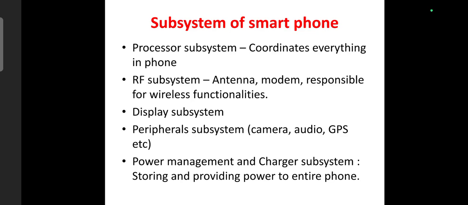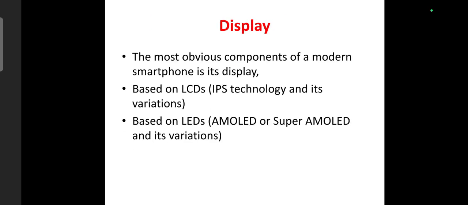One of the most visible components of a smartphone is its display. Modern smartphones primarily use two display technologies. The first is LCD technology, particularly IPS variants that provide excellent color accuracy and viewing angles. The second is AMOLED and Super AMOLED technology, which offer high contrast, deeper blacks, lower power consumption, and superior image quality. Display technology plays a crucial role in user experience, multimedia consumption, and battery performance.